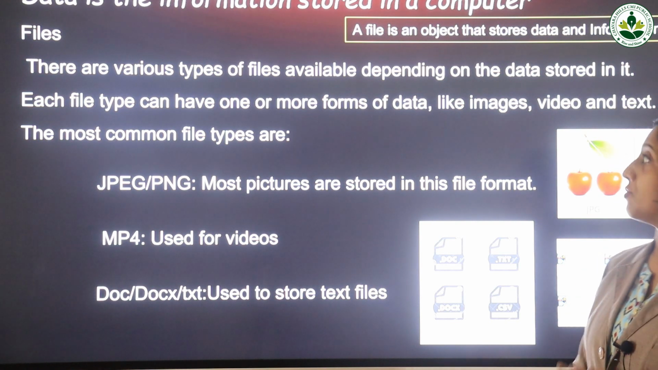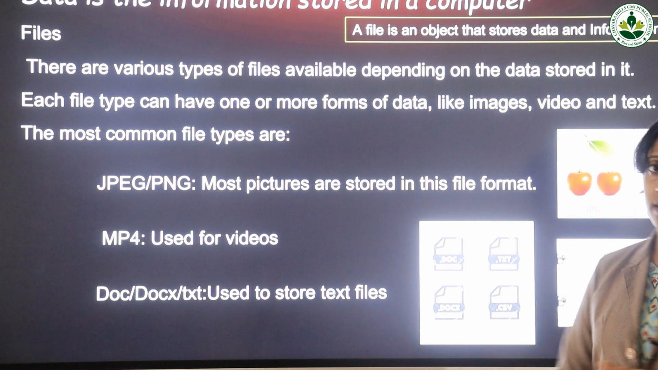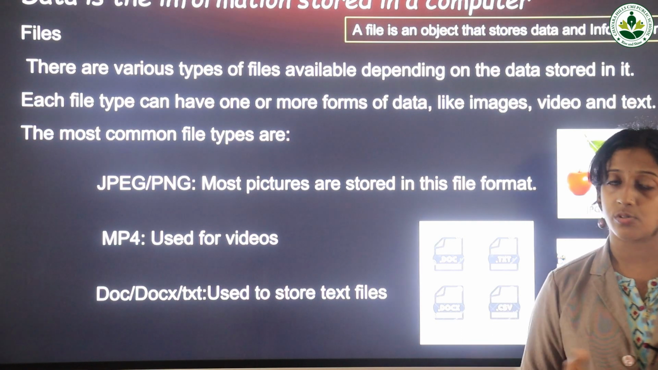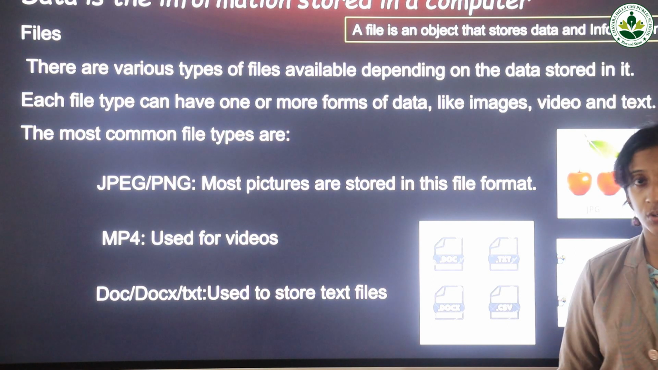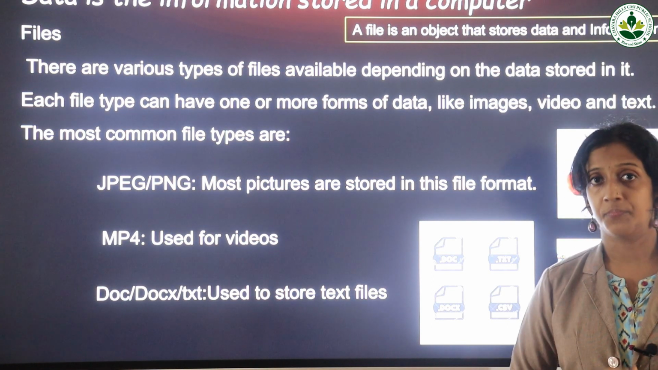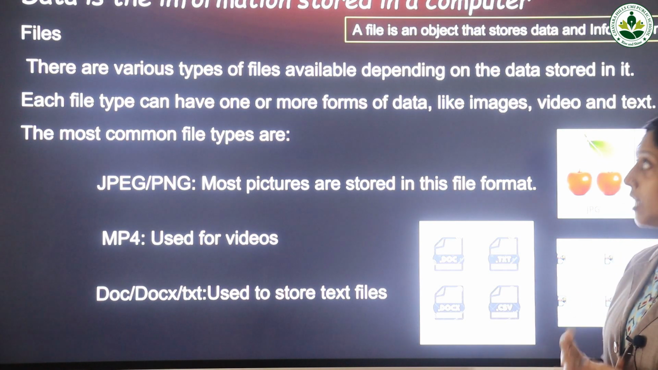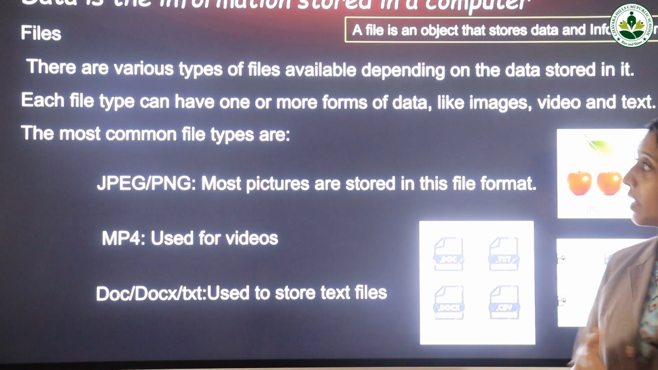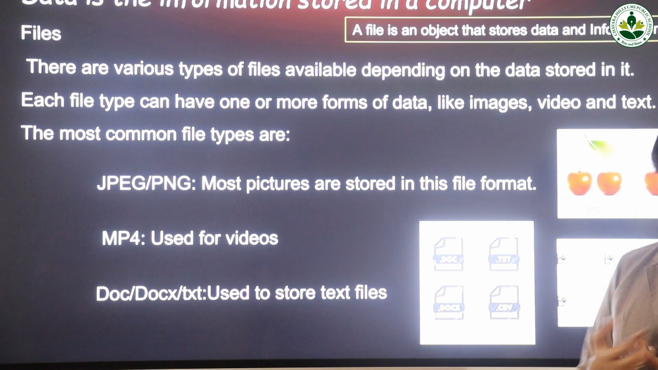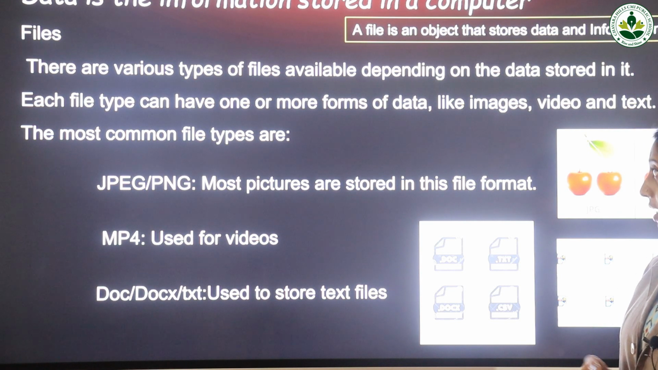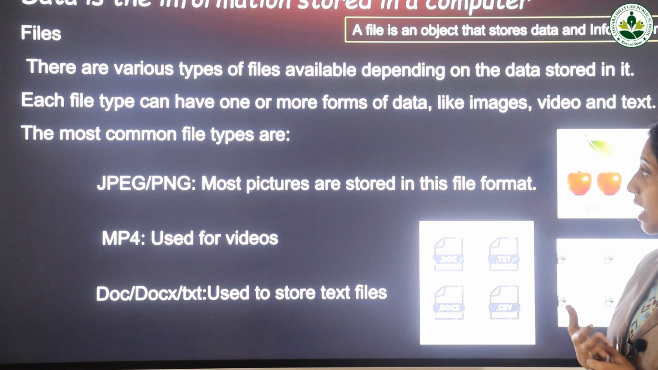There are different types of files available depending on the data stored in them. We have many data in our computer. That might be photos, or audio clips or videos, or text documents, anything. So there are different types of files, and all these files are available depending on the data stored in them. Each file type can have one or more forms of data, like images, videos and text.